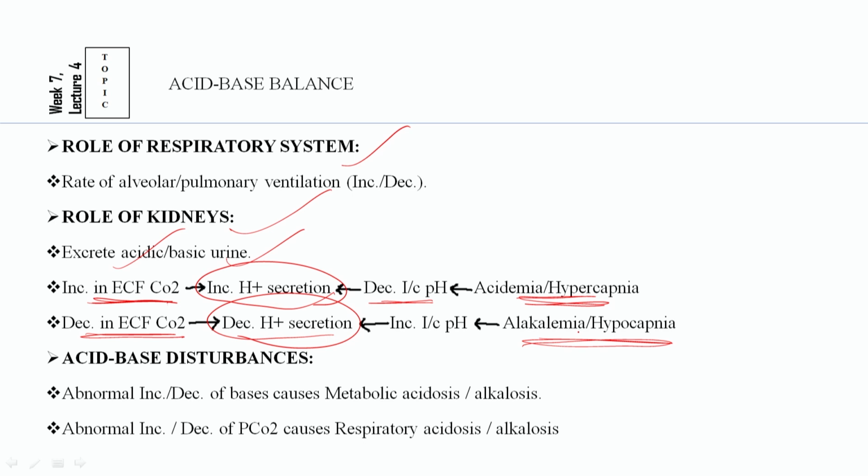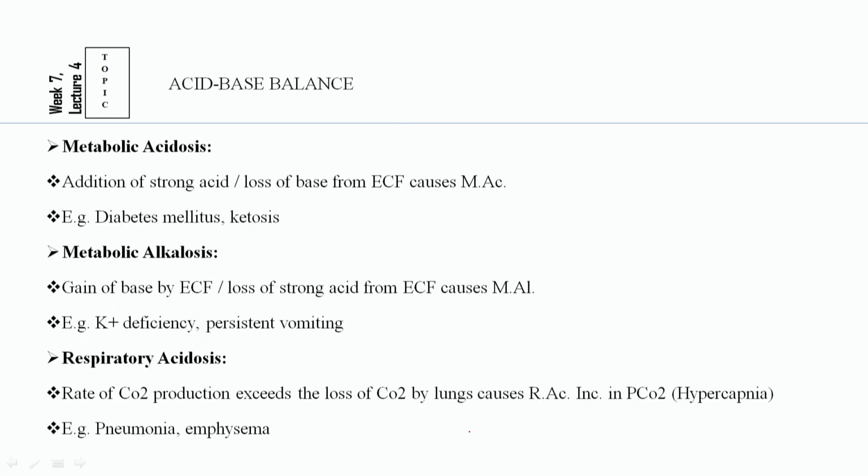Now this is about the balance. Whenever some disturbance happens, that is called an acid base disturbance. When there is a pH increase or decrease, that will be called an acid base disturbance. Abnormal increase or decrease of the bases causes metabolic acidosis or alkalosis, that is a disturbance, and abnormal increase or decrease of the partial pressure of carbon dioxide causes respiratory acidosis and alkalosis. So these two conditions, one is related to the bases, that is bicarbonate, and the second one is related to the partial pressure of carbon dioxide. Remember these two important points.